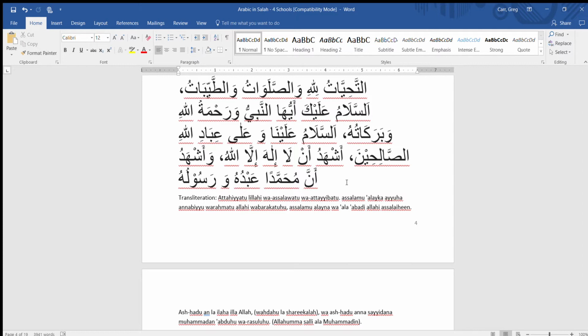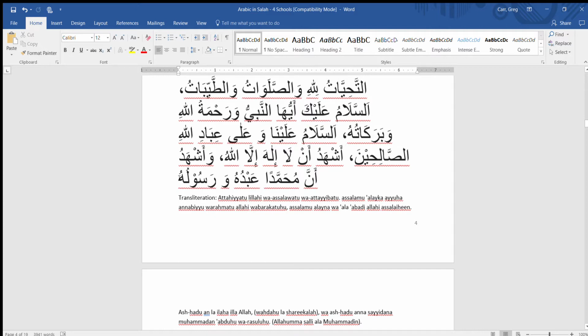Wa ashhadu anna Muhammadan abduhu wa rasuluh. Wa, and ashhadu, I bear witness, anna, that Muhammadan, the Prophet Muhammad sallallahu alaihi wasallam, abduhu is his servant or slave, wa rasuluh, and his messenger. The ha at the end of here indicates his. So abd is a servant or slave, a rasul is a messenger. Abduhu wa rasuluhu, his servant, his messenger.